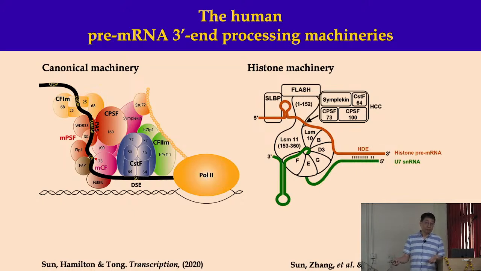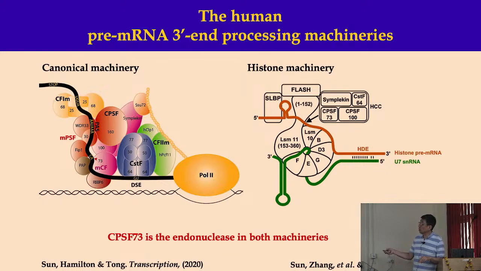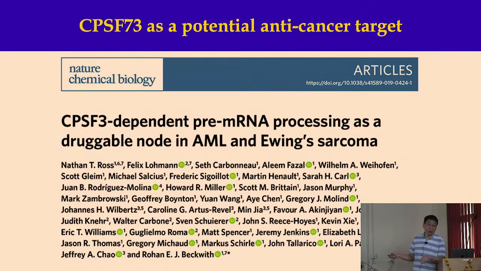So you're interested in drug discovery, I guess, right? If you think about it, these are critical events in the cell, the way I explained them. Then you would imagine that CPSF73 being the nucleus for both machineries, you can't really touch it. You cannot really touch CPSF73 because if you mess around with it, you probably will kill the cell. However, the same year we published our paper on the U7 snRNP structure, scientists at Novartis in Cambridge, Massachusetts, published a paper showing that CPSF3, which is the systematic name for CPSF73, so the same protein with two different names, could actually be a druggable node against cancer, AML or Ewing sarcoma.